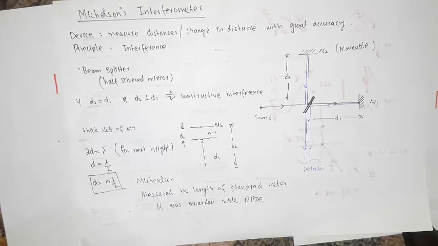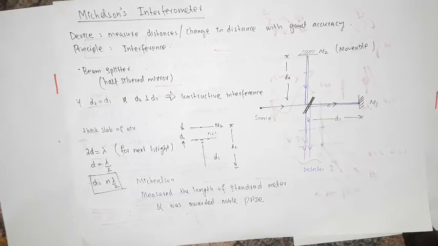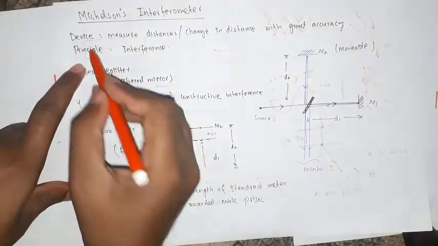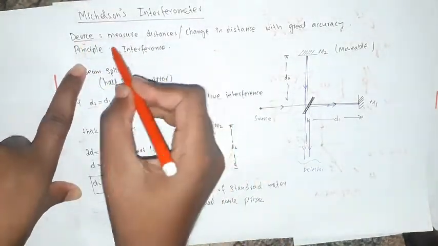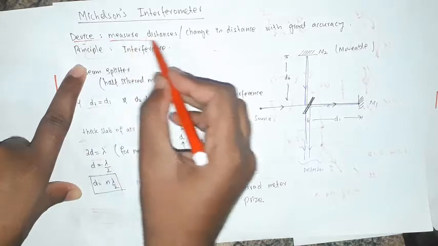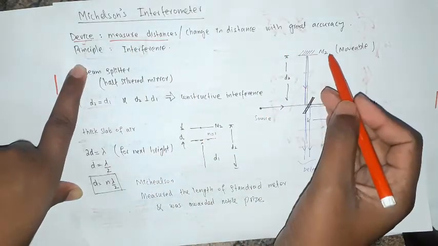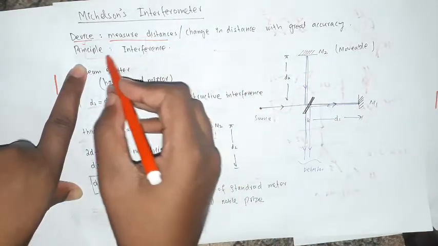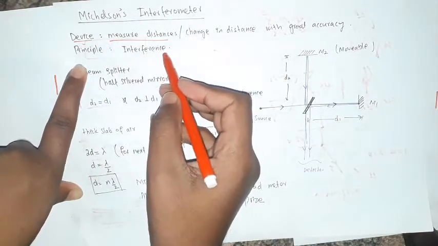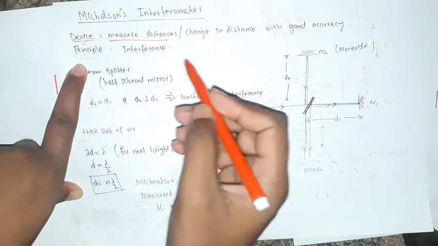So in this video I'm going to talk about the Michelson interferometer. And what is this Michelson interferometer? It is a practical device that can measure distances or changes in distances with great accuracy, and it works on the principle of interference, or interference by thin films.